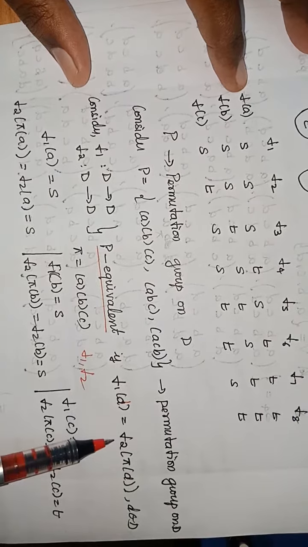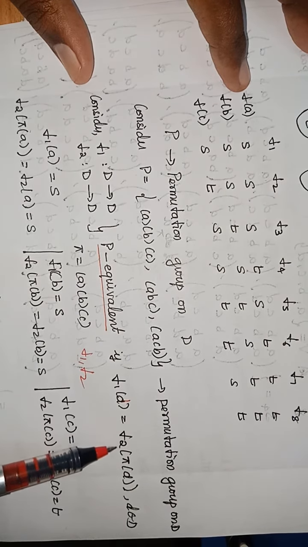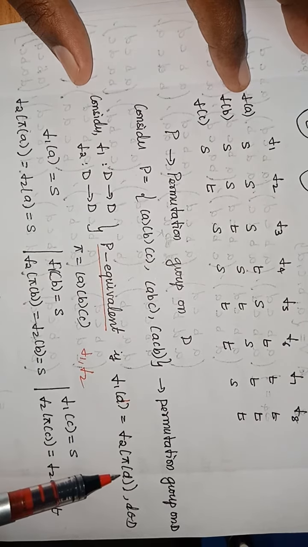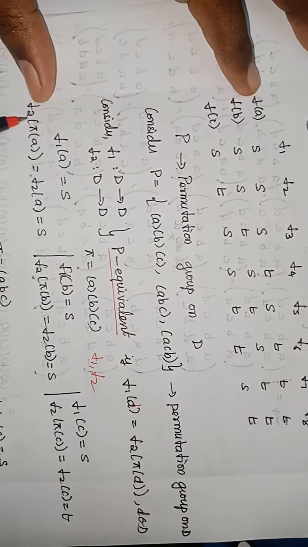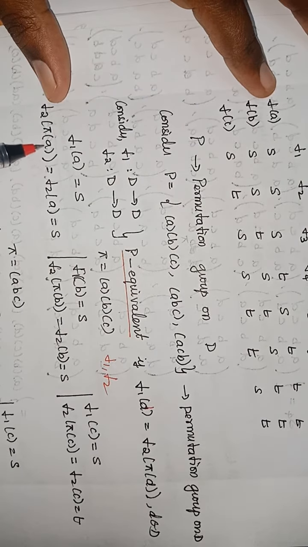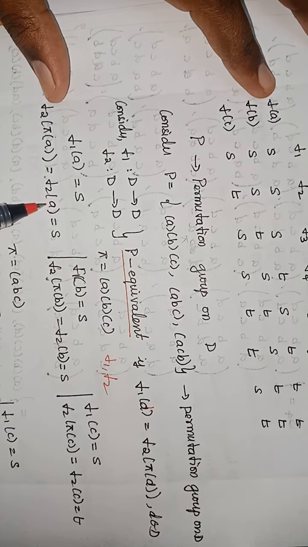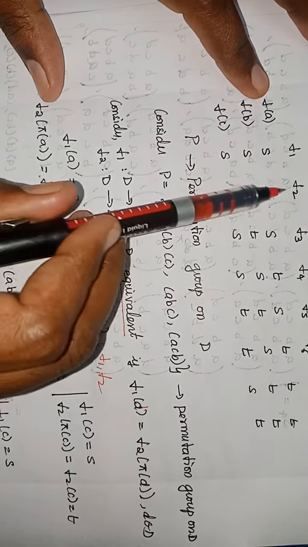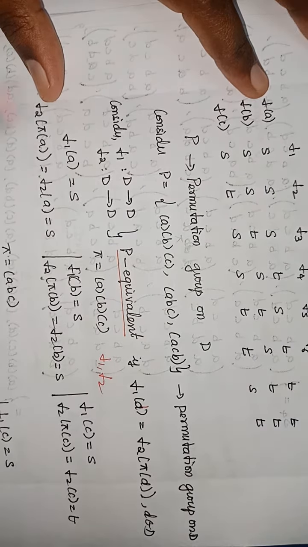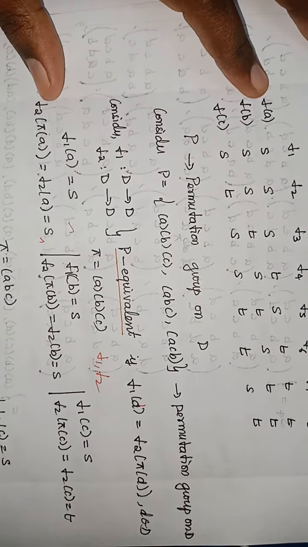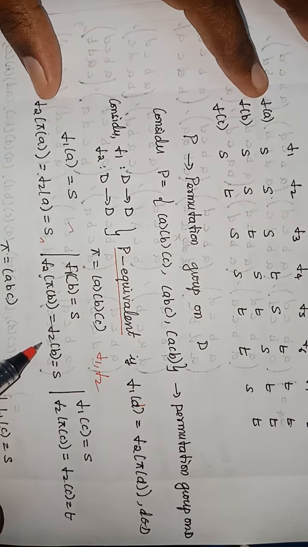Come to the right hand side: f2 of pi of d, where d is A here. f2 of pi of A. What is pi of A? In pi, A maps to A, so pi of A is A. What is f2 of A? f2 of A is S. So both of them are equal. Similarly for B also these two are equal.